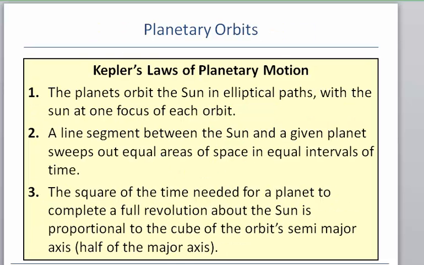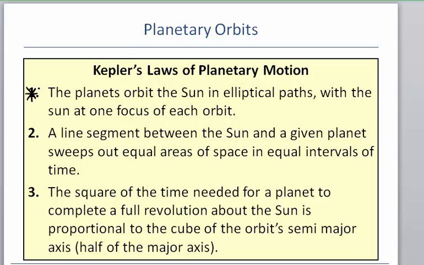We also want to introduce what is called Kepler's laws of planetary motion. And again, we're going to read through these, but we're going to come back and look at what we need to work a particular problem. The first one says that the planets orbit the sun in elliptical paths, with the sun at one focus of each orbit. Okay, this is predominantly the one that we're going to use in just a couple of minutes to look at a problem. A line segment between the sun and a given planet sweeps out equal areas of space in equal intervals of time.